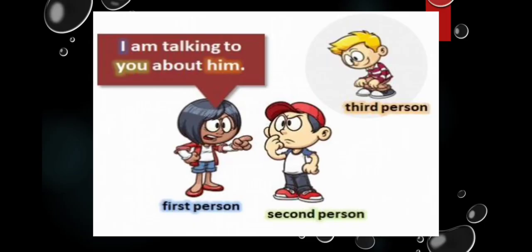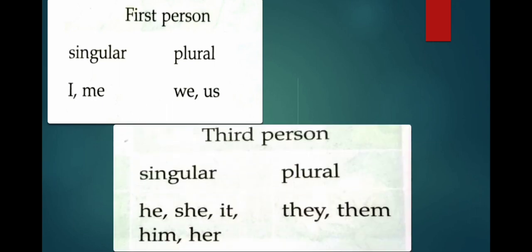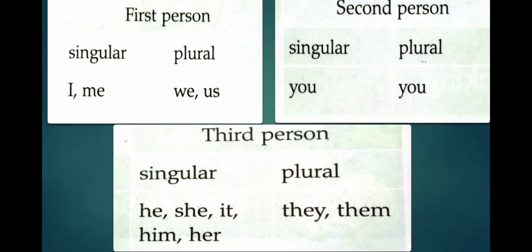Let's see one more example given here. I am talking to you about him. So here I is first person, you is second person, and him is third person. Now let us know the singular and plural forms of first, second and third person. I, me is the singular form of first person, as we all know that singular includes only one person. But when we are talking about more than one person, that is plural, then pronouns like we, us will be used.